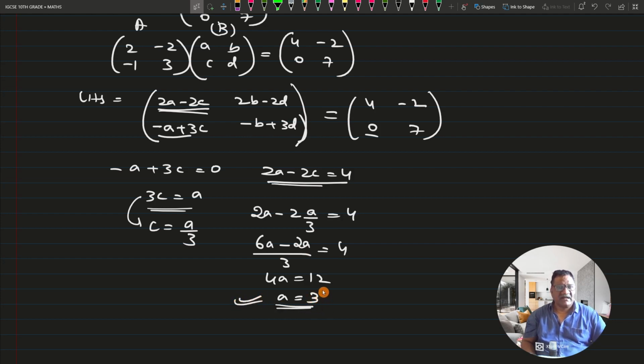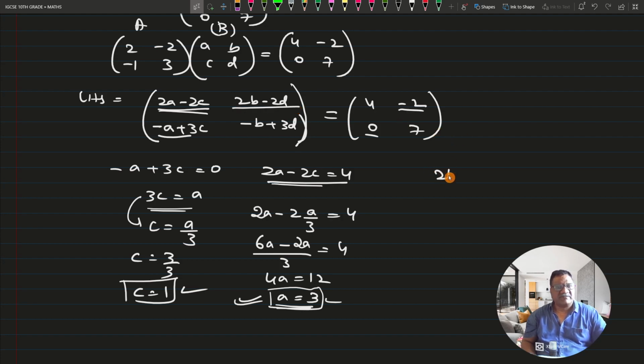Okay, now let us try to find out the remaining things. So once you get a equal to 3, I'll get c also. C will be equal to 3 upon 3. So c will be equal to 1. So I'm getting c equal to 1, I'm getting a equal to 3. Now what is remaining? B and D. Okay, let us try to do this.